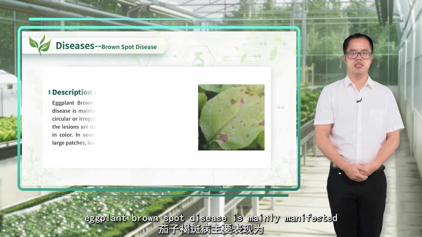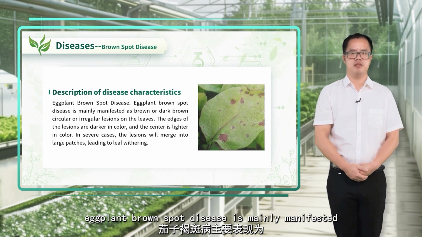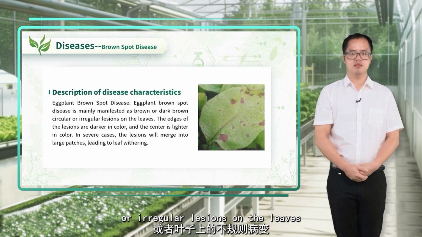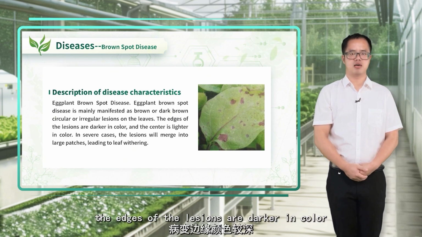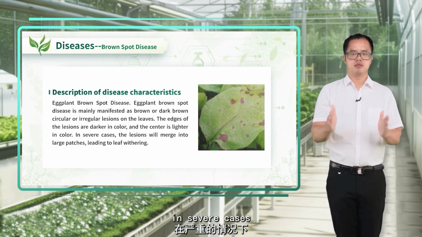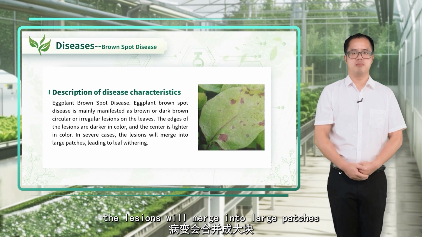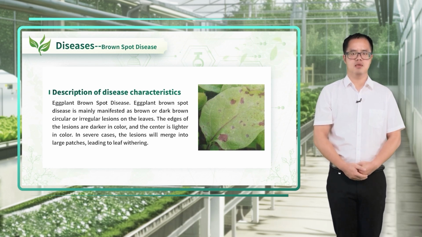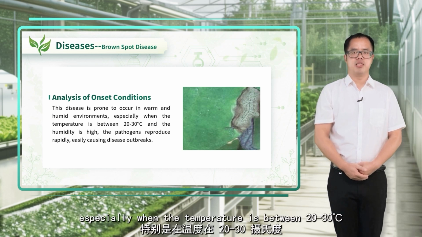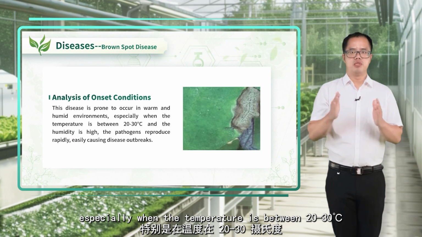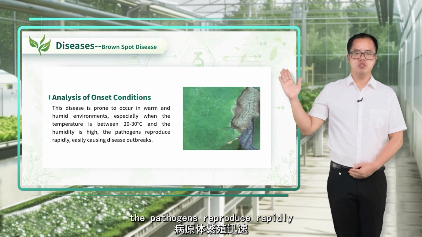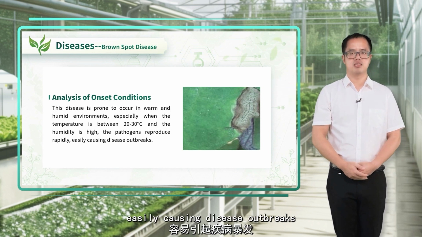Eggplant brown spot disease. Eggplant brown spot disease is mainly manifested as brown or dark brown circular or irregular lesions on the leaves. The edges of the lesions are darker in color, and the center is lighter in color. In severe cases, the lesions will merge into large patches, leading to leaf withering. This disease is prone to occur in warm and humid environments, especially when the temperature is between 20 and 30 degrees Celsius and the humidity is high. The pathogens reproduce rapidly, easily causing disease outbreaks.